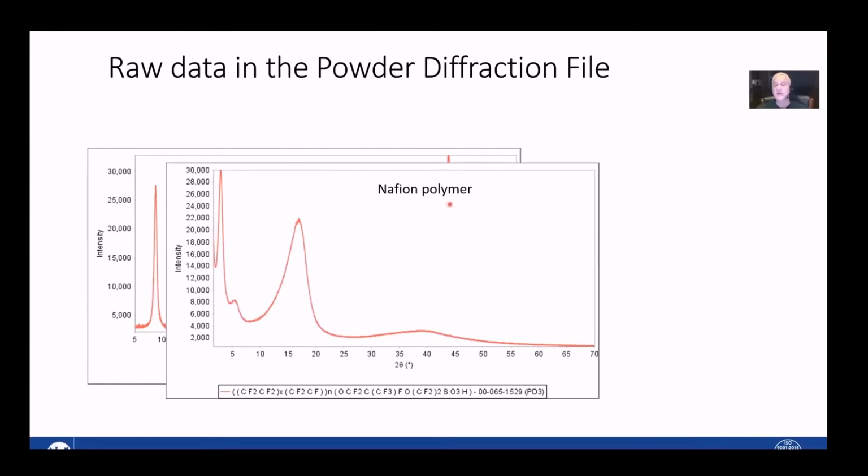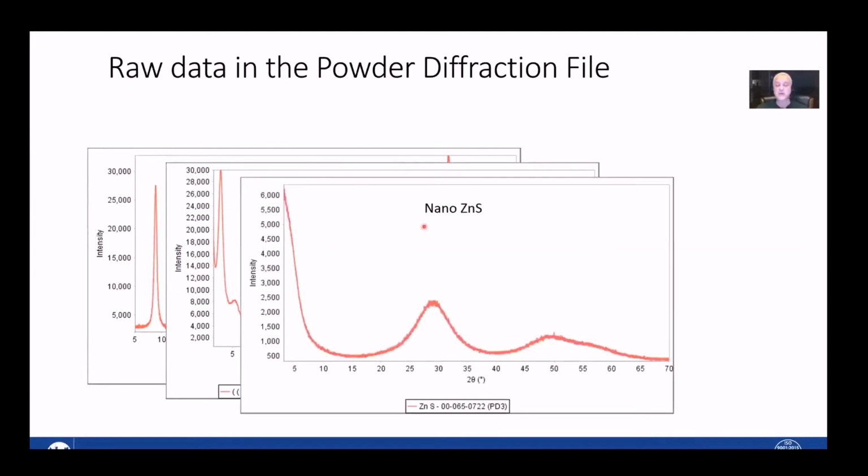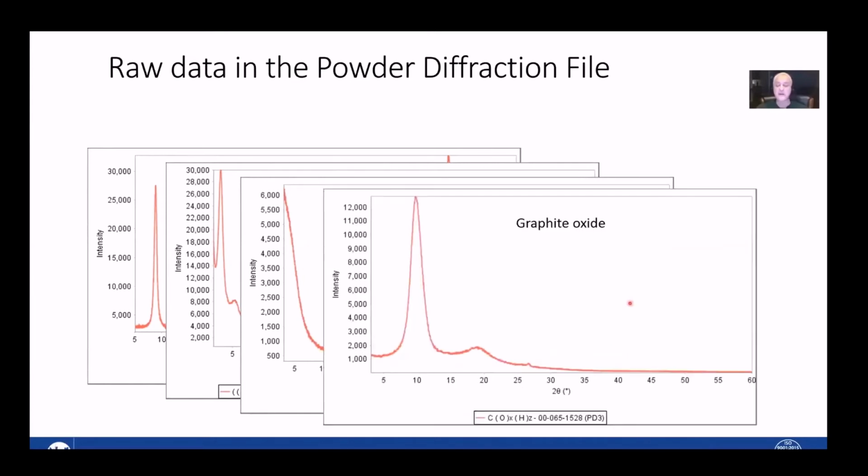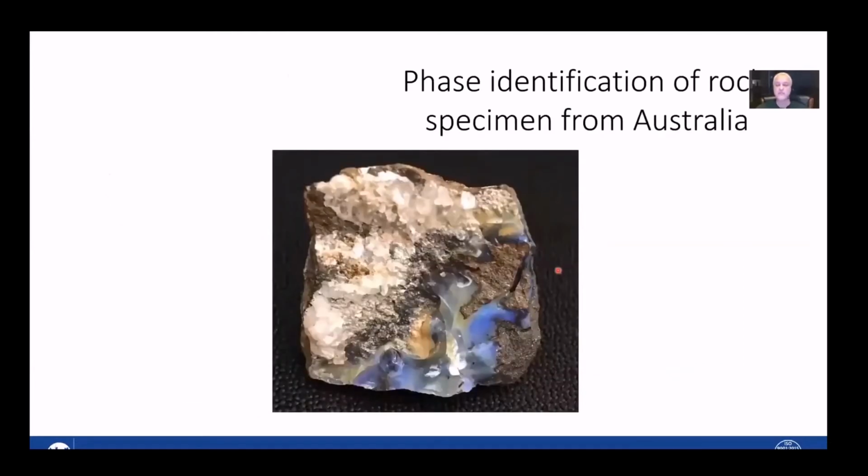Here's Nafion polymer used for fuel cells. You can see the low angle, long range order, as well as the short range order in the polymer. We're putting nano patterns into the database so people can understand what the broad diffraction peaks will look like. And materials like graphite oxide that have some kind of layering structure. Again, all of these help with the materials characterization of many, many different kinds of materials.